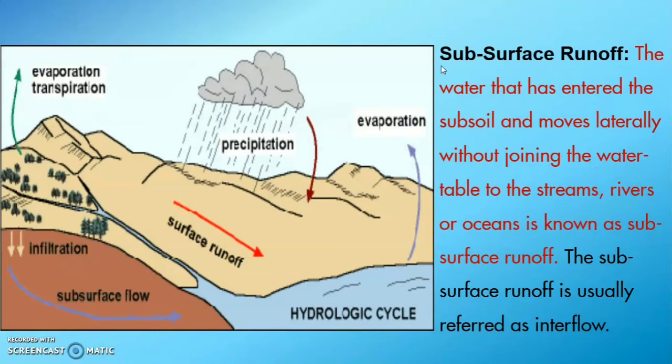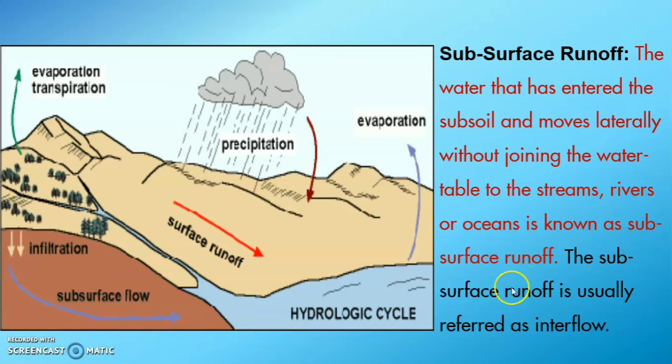The second type of runoff is called as subsurface runoff. Children, here before understanding subsurface runoff, you must first understand what is water table. Children, the level of groundwater is called water table. Is it clear? So children, subsurface runoff takes place beneath the earth's surface. So what happens here is that the water that has entered the subsoil moves laterally without joining the water table and then joins the streams, rivers and oceans.